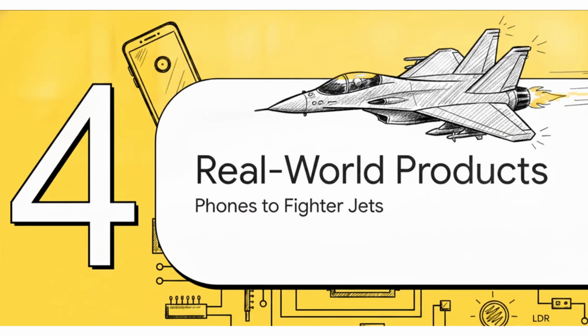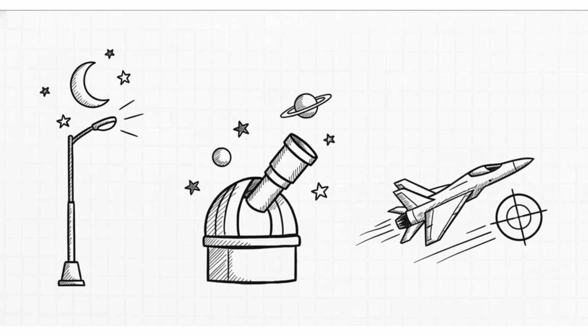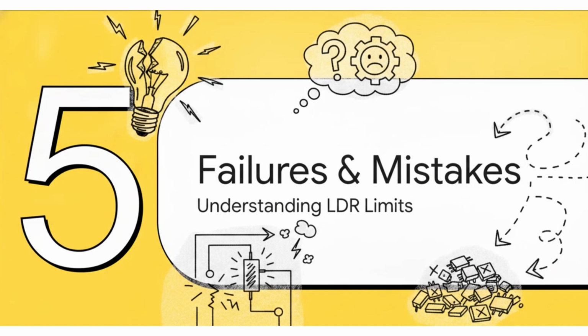All right, Part 4, Inside real-world products, from phones to fighter jets. So where are these components actually living out in the wild? Well, we all know they run standard automatic streetlights using cadmium sulfide for visible light. But here's where it gets crazy. Extrinsic, heavily doped LDRs made of lead sulfide or indium antimonide can actually see infrared. That means they're actively used in extreme applications, everything from thermal astronomy down to the mid-infrared guidance systems on actual fighter jets and missiles. Part 5, Failures and Common Mistakes.